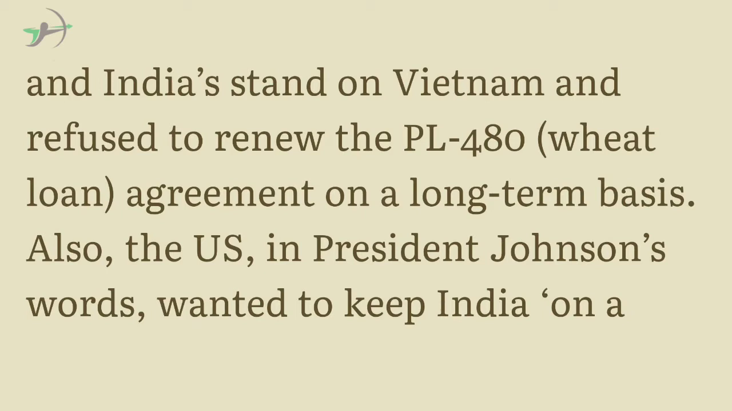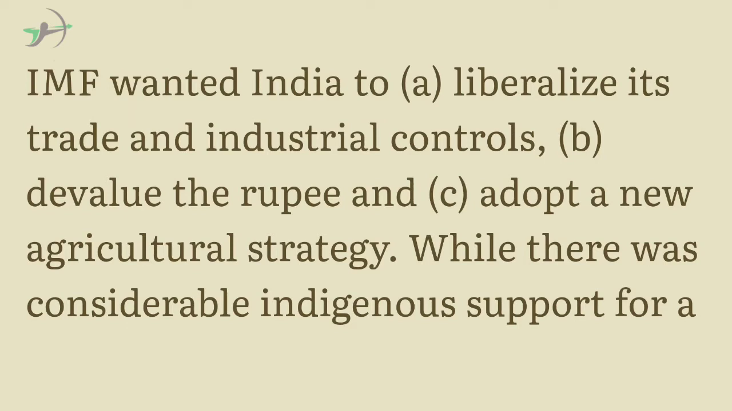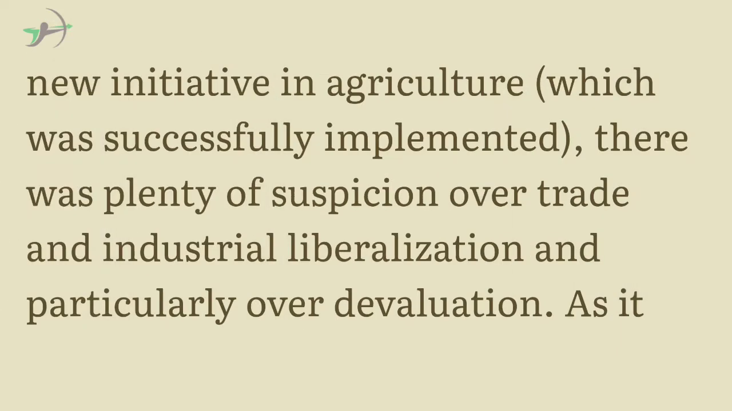Also, the US, in President Johnson's words, wanted to keep India on a short leash, so that India did not stray too much from the policies preferred by it, which they now sought to pressurize India to accept. The US, the World Bank, and the IMF wanted India to A. liberalize its trade and industrial controls, B. devalue the rupee, and C. adopt a new agricultural strategy. While there was considerable indigenous support for a new initiative in agriculture, which was successfully implemented, there was plenty of suspicion over trade and industrial liberalization, and particularly over devaluation.